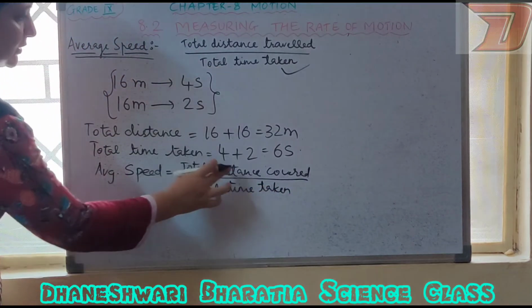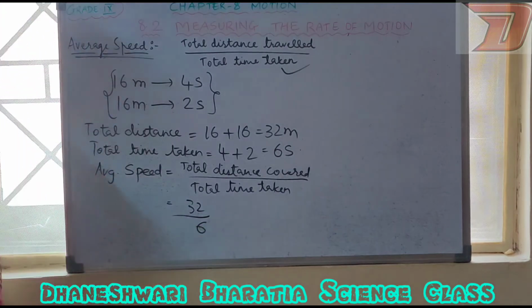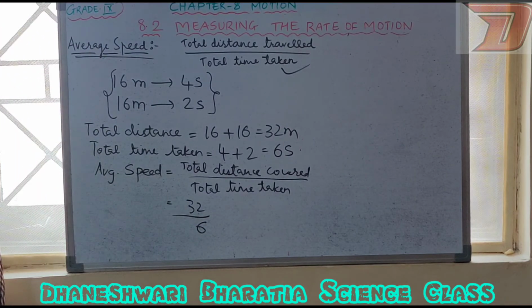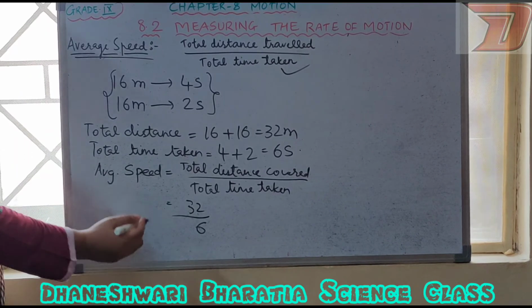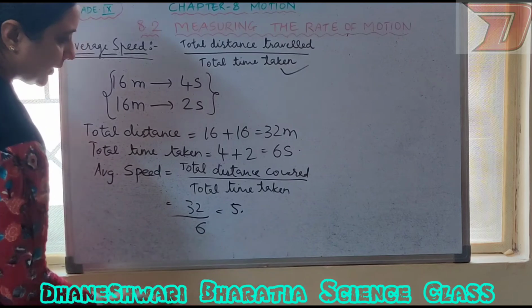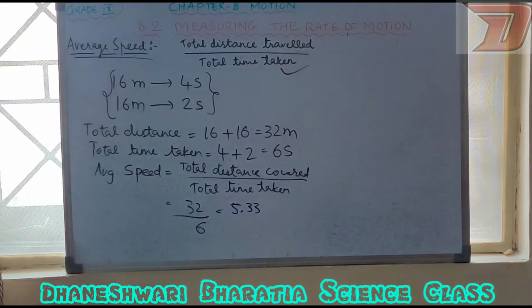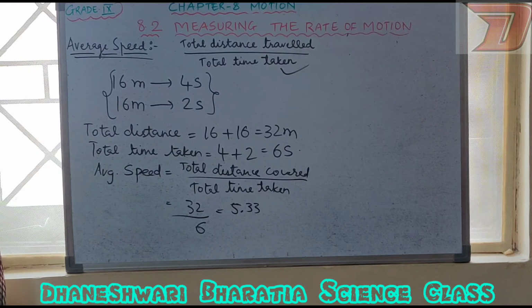Right? So what is the total distance covered? 32 meters. What is the time taken? 6 seconds. Now do the simplification. 6 5s are 30. Remainder is 2. Again 20. 6 3s are 18. 6 3s are 18, and it is a non-terminating answer, isn't it?